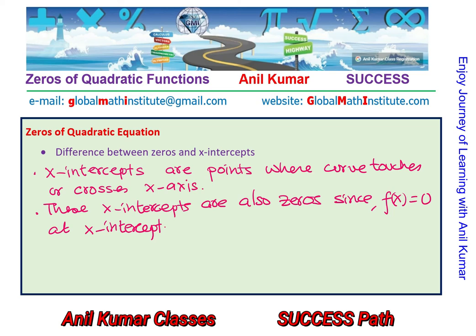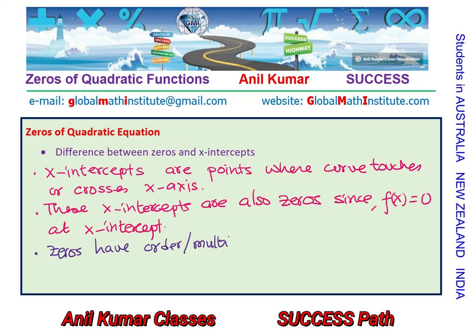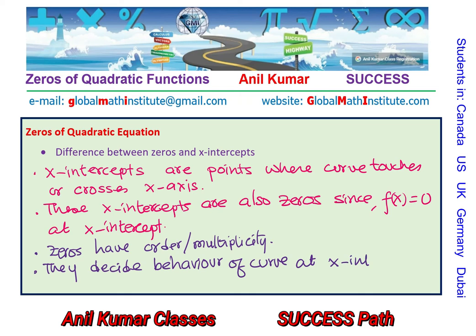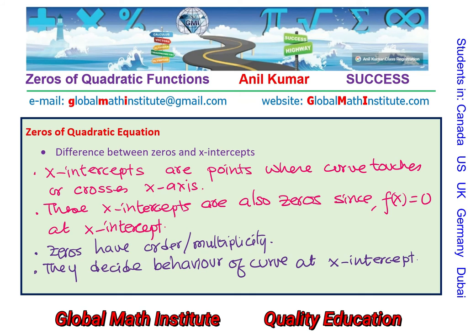But in addition, what we learned here was that zeros have order or multiplicity. And they decide the behavior of the curve at the x-intercept. Is that clear to you? All this we have seen on the xy plane, right? So that's what we learned.